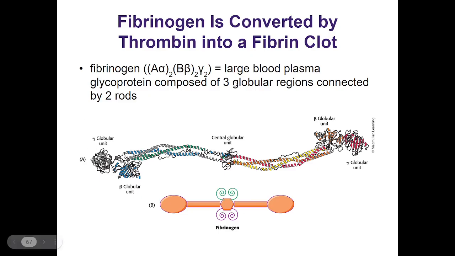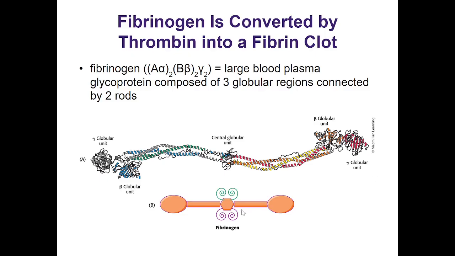See the gamma 2, gamma globulars on each side. There's little endings. This right here is the beta globular unit, but there's 2 versions of this. See that? That you end up with 2 versions. We have the B beta globular units. This then is the central globular unit right here, and these are the rods. Everybody okay with that so far? Fantastic. This is what the fibrinogen looks like in abstract, so you don't have to have such a strange looking thing to look at. Okay?